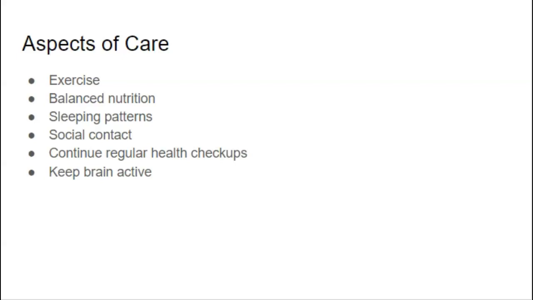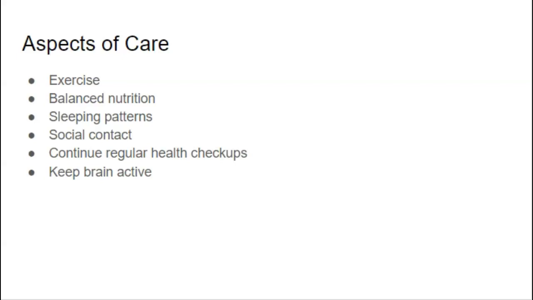We already mentioned social contact. You might have to discuss with the patients, hey, what are your interests? Are you involved with the church? Do you have any volunteer opportunities? Really trying to encourage them to seek those outside social contacts is important.